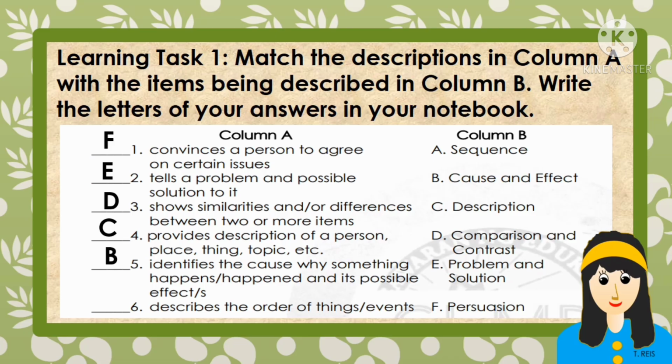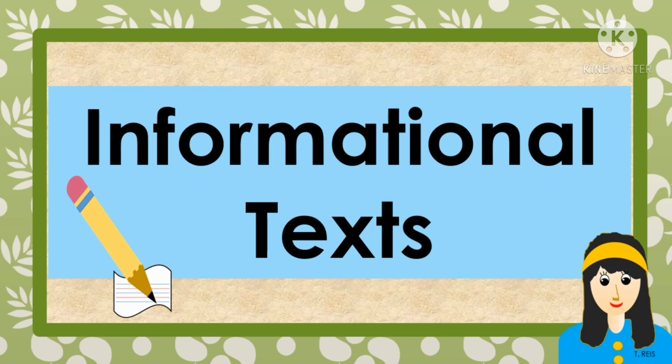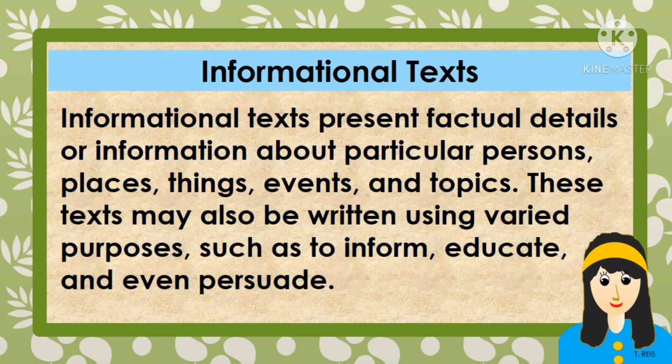For number 6, describes the order of things or events. What is the answer? The answer is letter A, sequence. What is informational text? Informational texts present factual details or information about particular persons, places, things, events, and topics. These texts may also be written using varied purposes, such as to inform, educate, and even persuade.